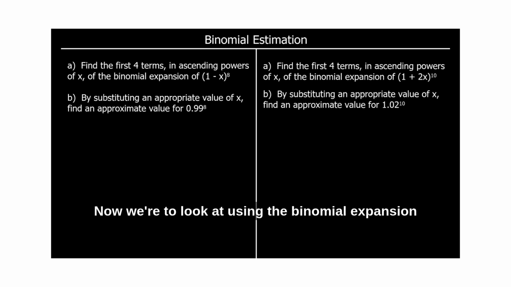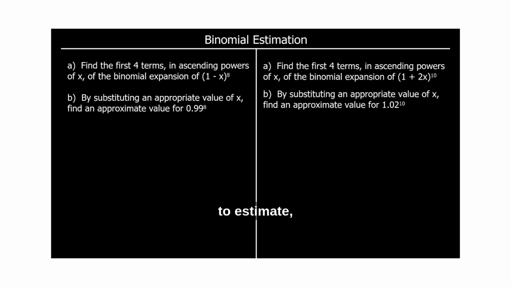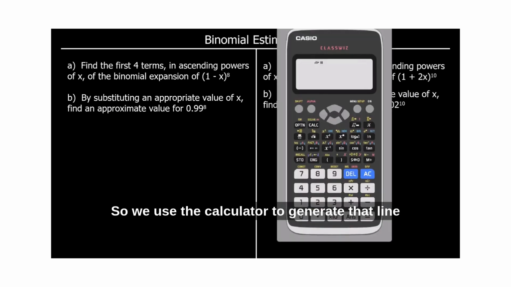Now we're going to look at using the binomial expansion to estimate. Part A, find the first 4 terms in ascending powers of x of the binomial expansion of (1 minus x) to the power of 8. So n is 8. We want nC0, nC1, nC2, nC3.